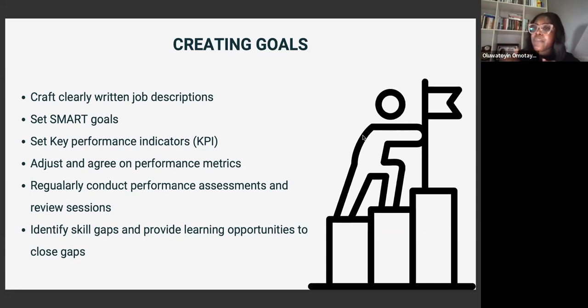You would also set KPIs, what we call key performance indicators, right? And this simply means, how do we determine success at the end of a few months or a few years, okay?